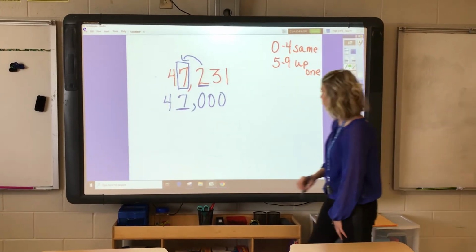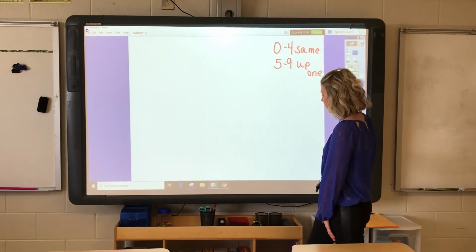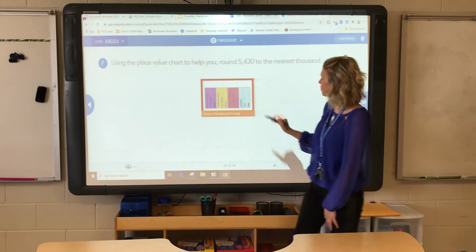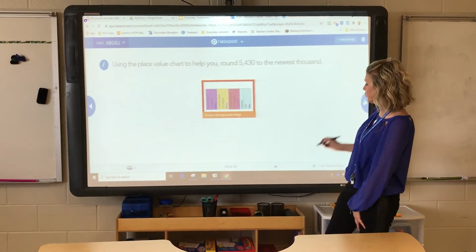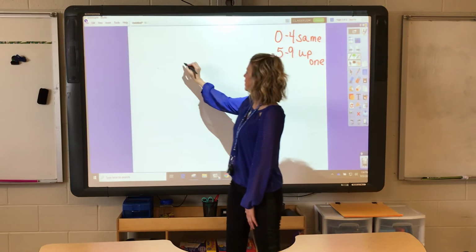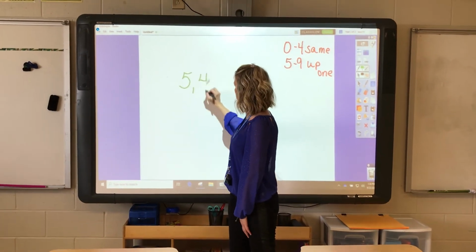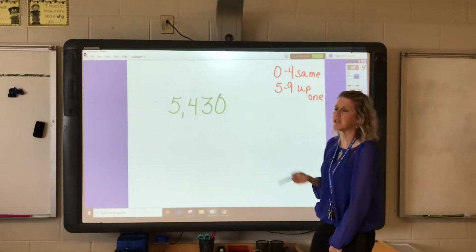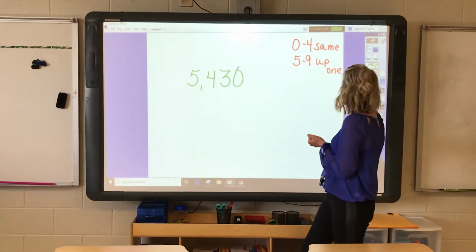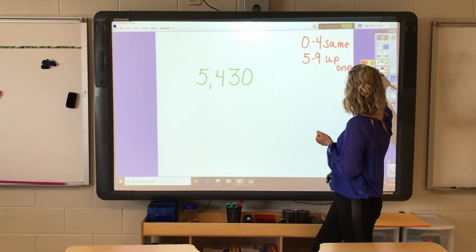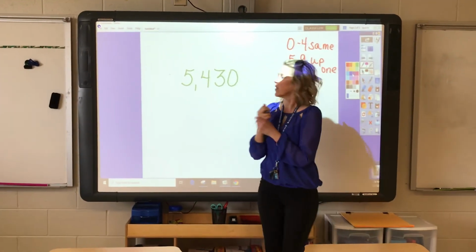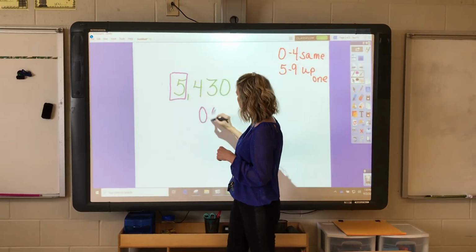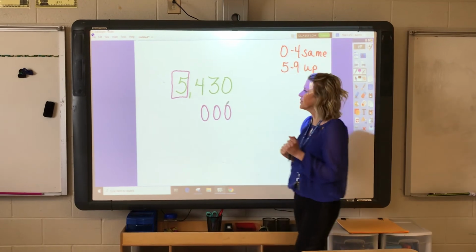All right, let's try a different one. 5,430. Okay, 5,430. We're rounding to the nearest 1,000. Which digit is in the thousands place? If you said the 5, you are correct. Draw a box around the 5, and remember, all of those become 0.